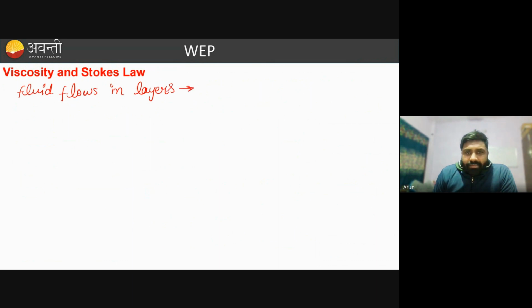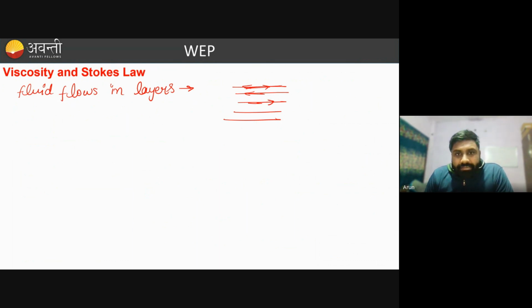And these layers, layer by layer, the liquid will flow. These layers will try to resist another layer which is present just above the layer. Okay. So I've considered this is layer 1, this is layer 2. So this layer 1 will oppose the motion of layer 2. This layer 2 will oppose the motion of layer 3. And same thing will happen to all the layers. So these layers will oppose the motion of each and every layer. So they are trying to oppose the motion.